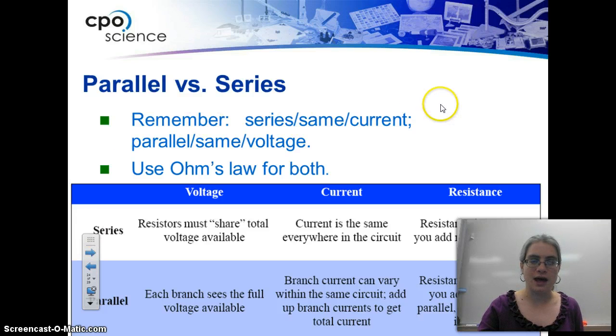And then you've got the parallel versus series combination. So series, same current; parallel, same voltage; and Ohm's law works for both of those. Series has to share all the energy, the voltage. In parallel, you get each the full voltage. Current is the same in the circuit in series. Branches can vary in the same circuit in parallel. You add up the total branch currents to get the total current. And then resistance increases as you add it in series, and resistance actually decreases in an inverse relationship because the current increases.